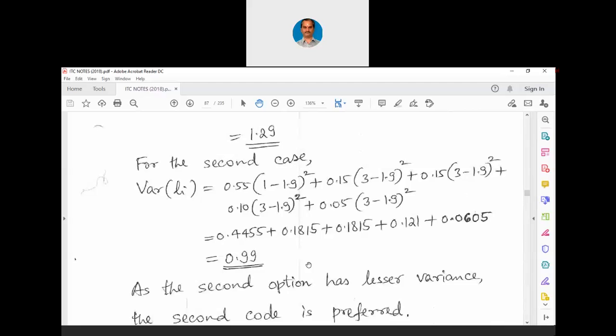Now, the first one is having larger variance, the second having smaller variance, which means in the second case, the samples do not have a larger variance. In the second case, the distribution is better than in the first case.